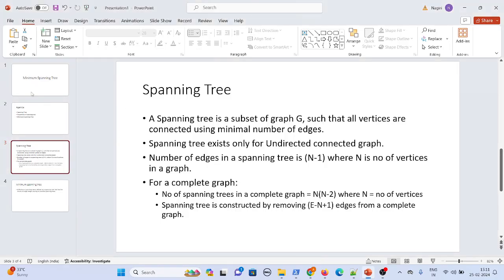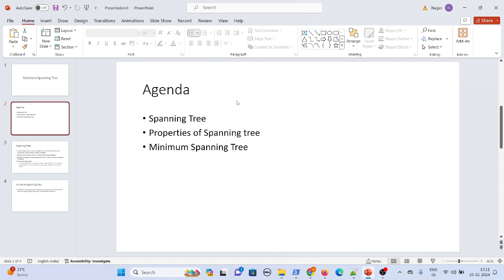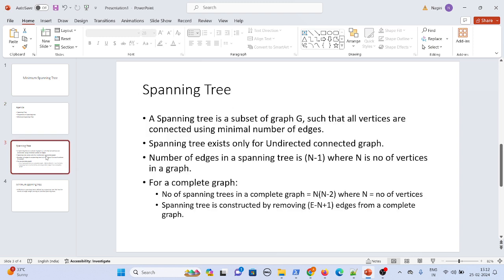Hi all, in this video we'll talk about minimum spanning tree, and the agenda of this video is, first we will discuss what is meant by a spanning tree and what are the various properties of it. Later we will talk about minimum spanning tree. To start off, first we'll discuss the definition of the spanning tree.